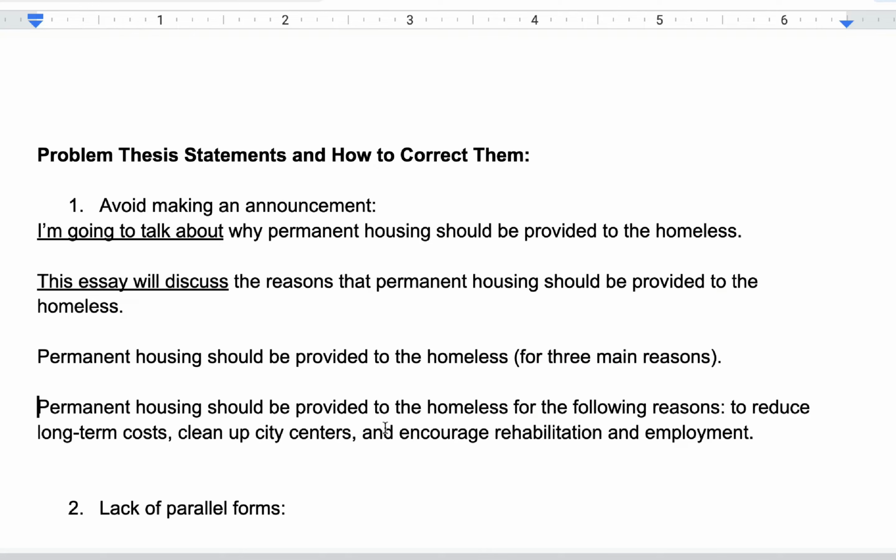Permanent housing should be provided to the homeless for the following reasons: to reduce long-term costs, clean up city centers, and encourage rehabilitation and employment. So now we know the 3 reasons. The first reason that we'll talk about is reduce long-term costs. The second reason is to clean up city centers. And the third reason is encourage rehabilitation and employment.